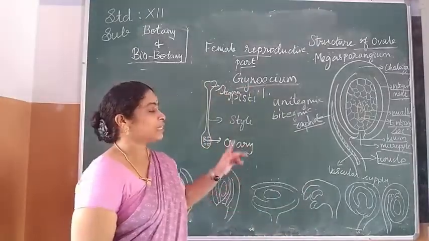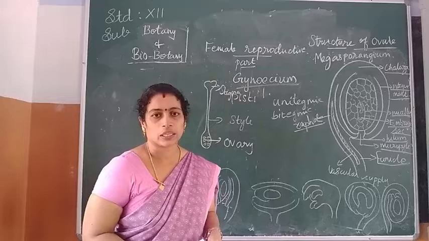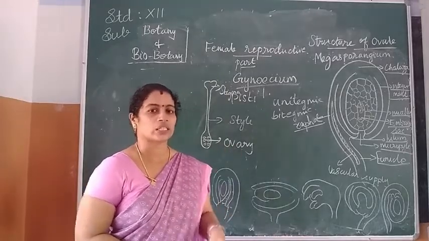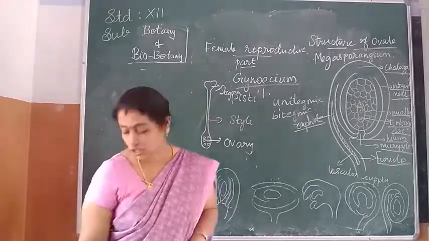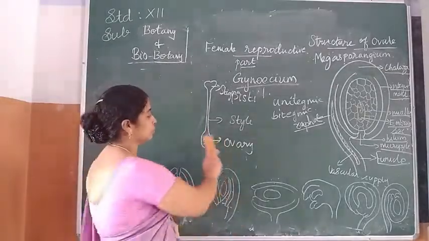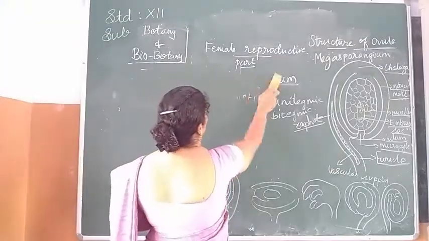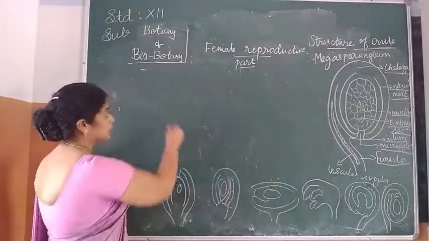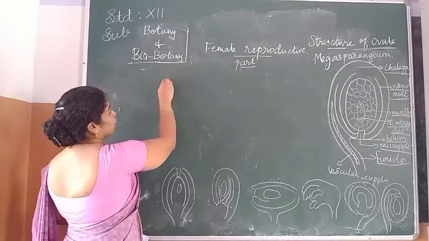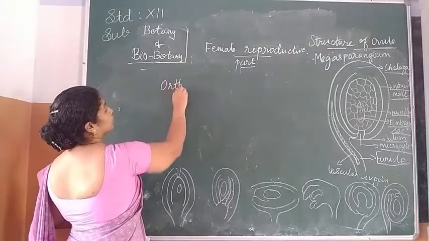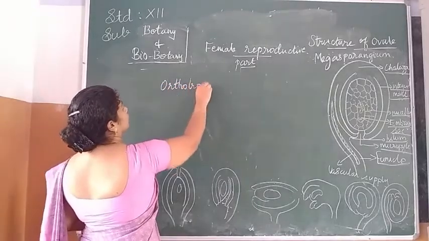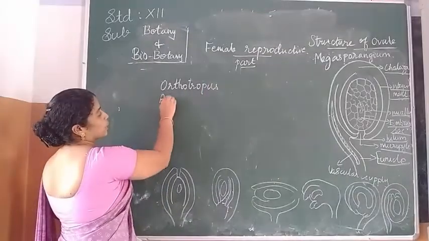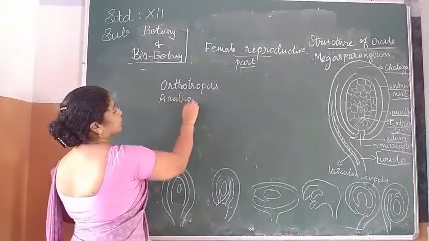The next one, types of ovule. We are going to study the different types of ovule. There are 6 types of ovule. Based on the structure, it is classified into 6 types. First one, orthotropous. Second one, anatropous.